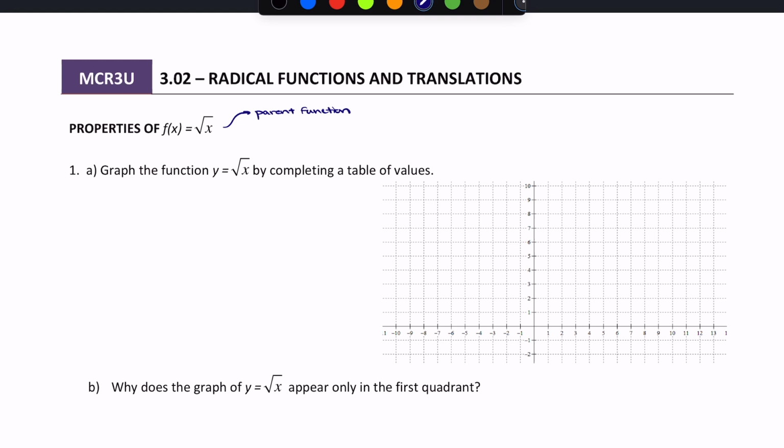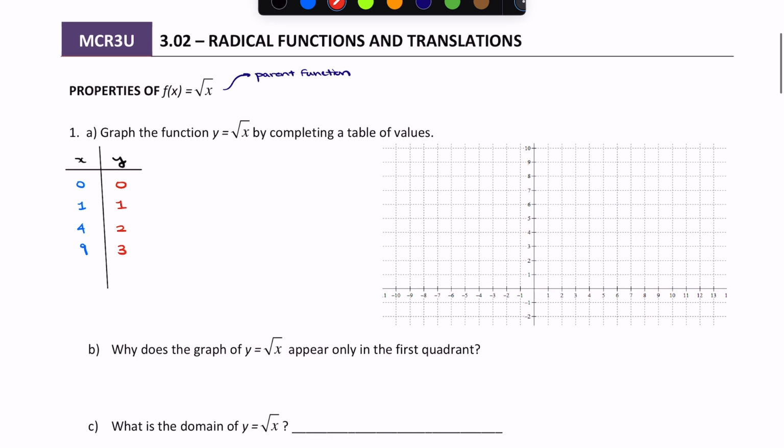Here, this first part says to graph the function y is equal to square root x by completing a table of values. So we'll have our table of values, with x and y. The values that we'll sub in are 0, 1, 4, and 9. If we square root 0, we'll get 0. If we square root 1, we'll get 1. If we square root 4, we will get 2. And if we square root 9, we'll have 3.